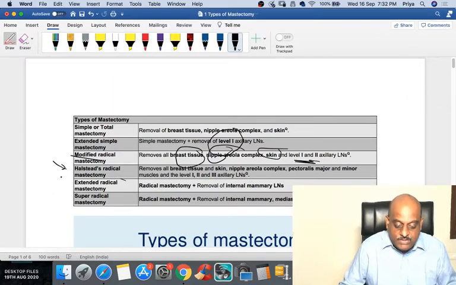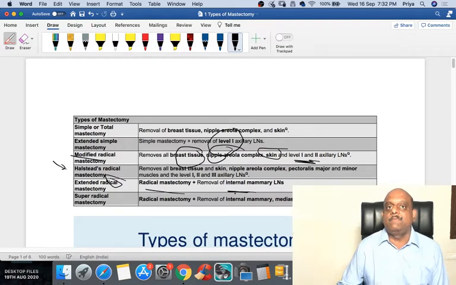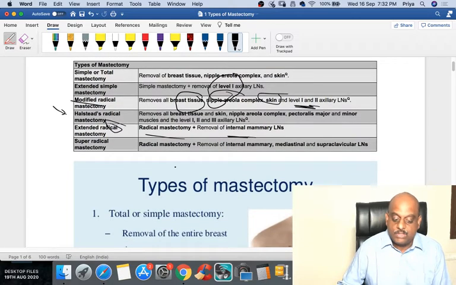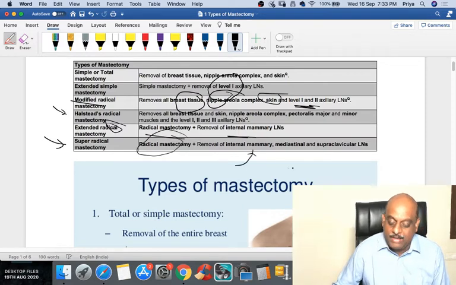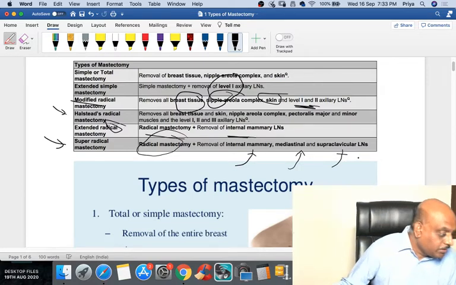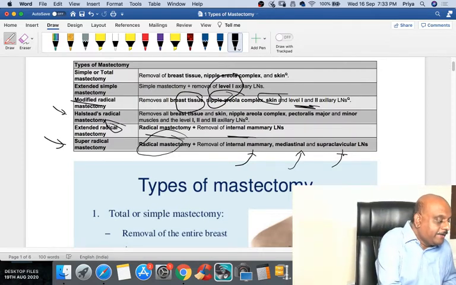Then what is extended radical mastectomy? Radical mastectomy plus the removal of internal mammary lymph nodes is called extended radical mastectomy. Then what is super radical mastectomy? Radical mastectomy plus removal of the internal mammary, mediastinal and supraclavicular lymph nodes is called super radical mastectomy.